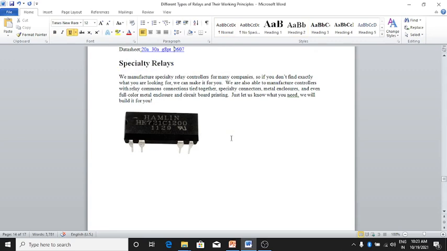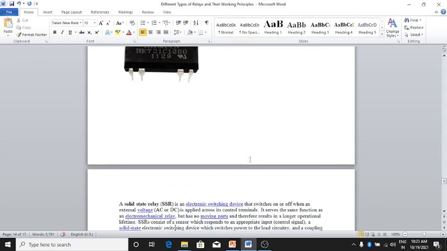Next is specialty relay. We manufacture specialty relay controllers for many companies. So if you don't find exactly what you are looking for, we can make it for you. We are also able to manufacture controllers, relays. This is specialty relay as per our need.